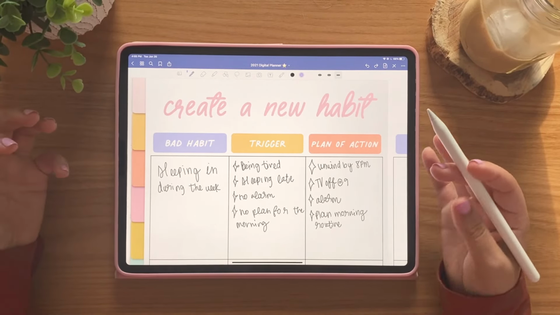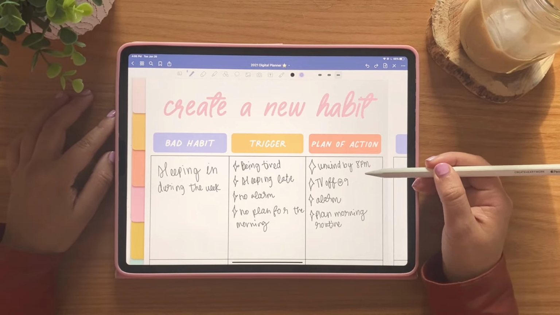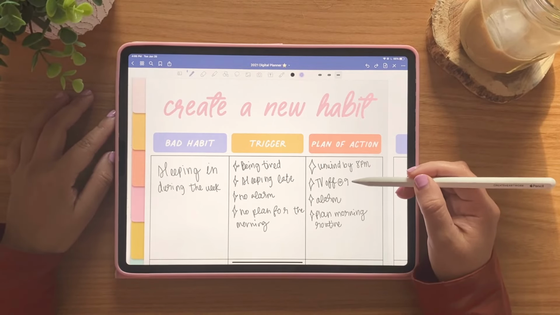So what are we going to do about it? We're going to unwind by 8 p.m., TV off by 9. Actually, we made it 9:30.